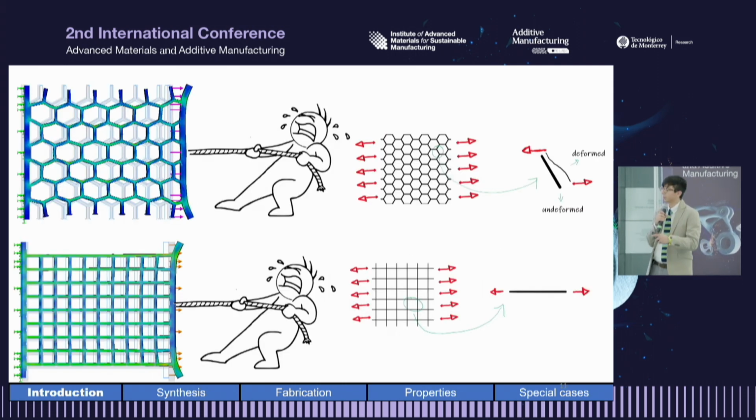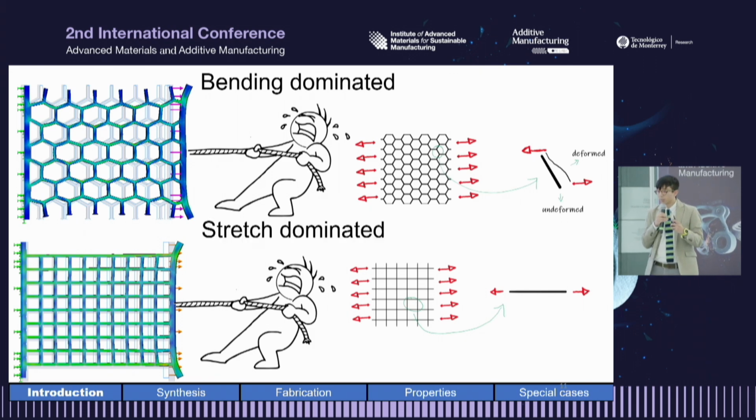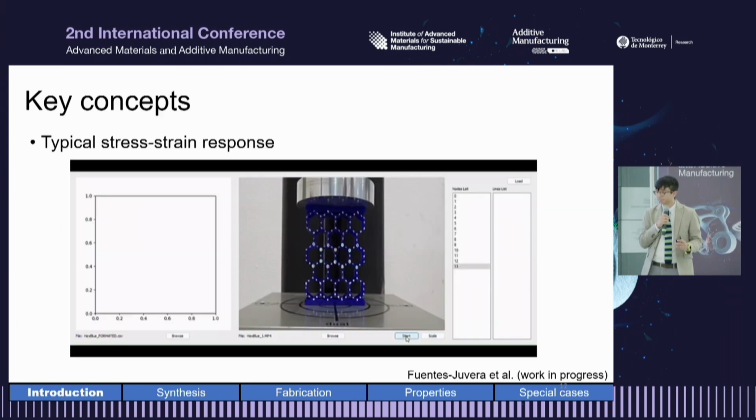Another important aspect is deformation mechanism. These structures deform or respond to loading in two main ways. The first one is that the components respond by bending. So these are called bending dominated. The bottom ones respond by being stretched or shortened. So those are stretch dominated.